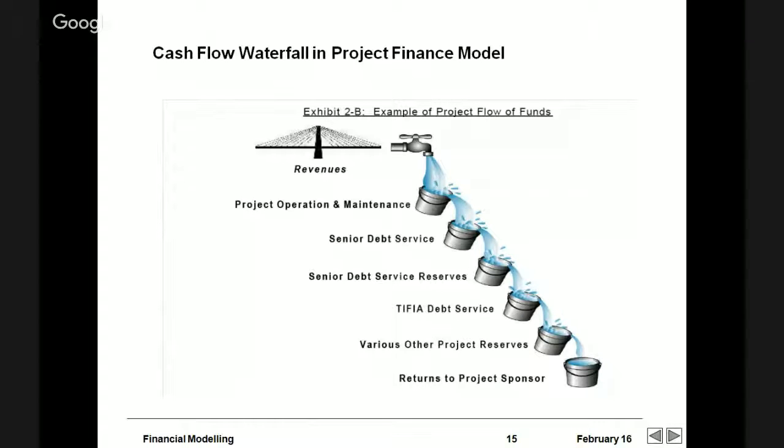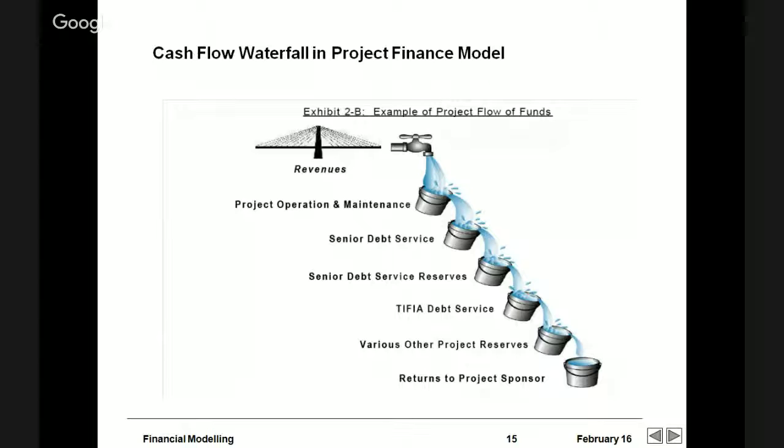The project flow of funds, this is how the funds happen. One from the project operation and maintenance, second from the senior debt services. The debt service reserves, what we're going to keep. We are going to have debt. I would not like to go for the fourth point here because this is not typically applicable at the first level. And the various project reserves, and finally the returns to the project sponsor, who's going to be the investor kind of thing.